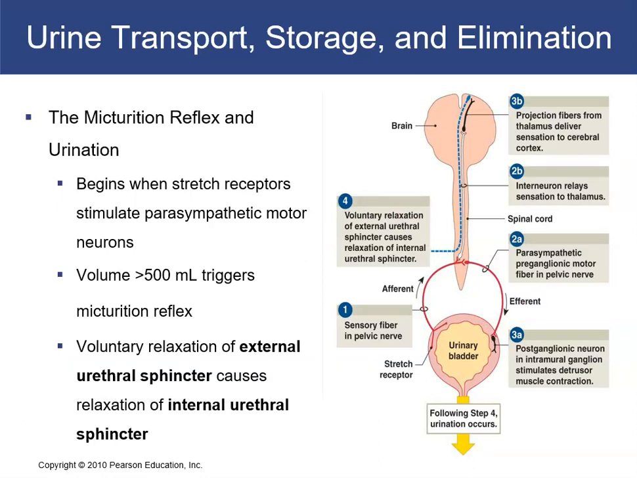Finally, looking at the process of micturition. This is a reflex. This reflex begins when stretch receptors stimulate the parasympathetic motor neurons. There are stretch receptors in the bladder, so as the bladder fills with urine, this will stimulate those stretch receptors and trigger the reflex. Usually a volume around 500 milliliters or more will trigger this reflex. Once this reflex begins, then voluntary relaxation of the external urethral sphincter will cause the internal urethral sphincter to relax, and this will allow you to void the urine.